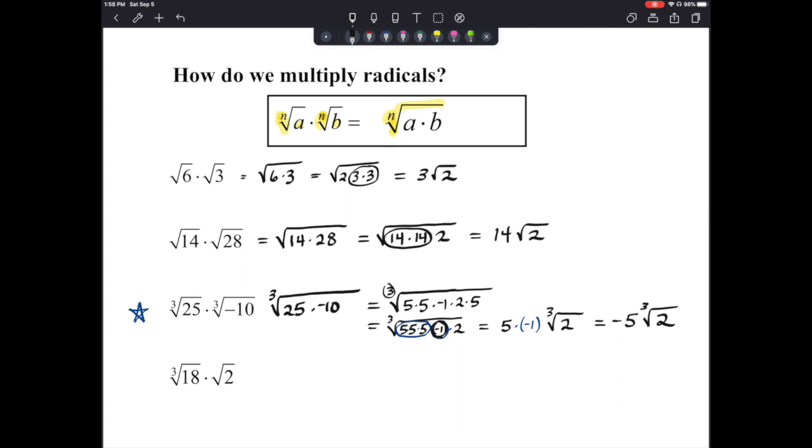Now the last one at the bottom, we have the cube root of 18 times the square root of 2. First thing to go back to is thinking about our rule up here. Do we have the same roots? We do not. If you wanted to try to simplify either of them, you could, but in this case there isn't a perfect cube that goes into 18, and the square root of 2 is simplified. This one does not simplify anymore. This is the answer. So we don't have the same root.